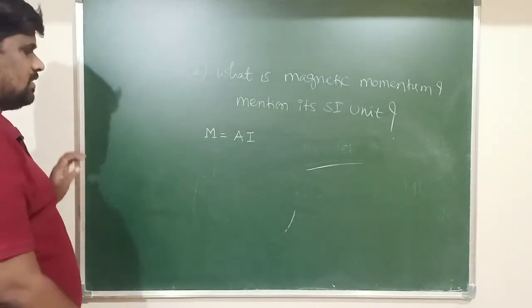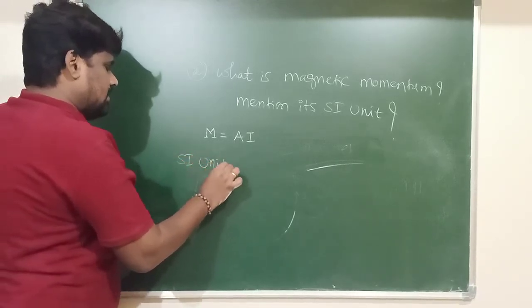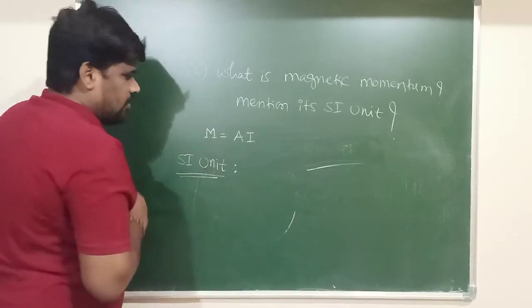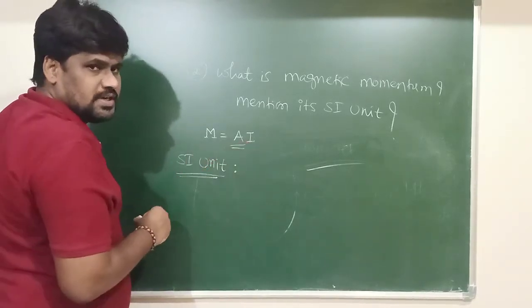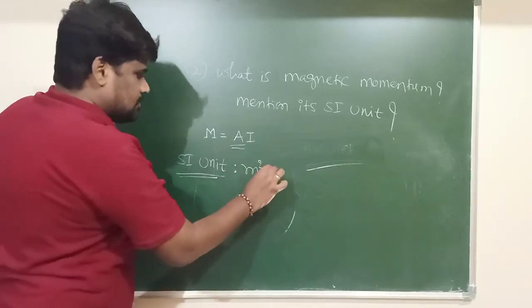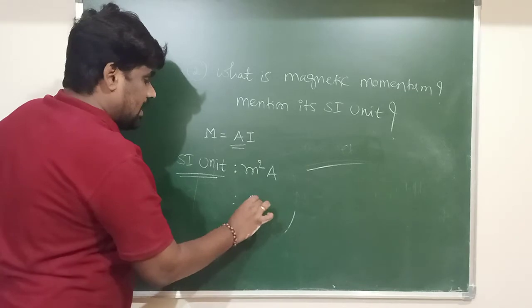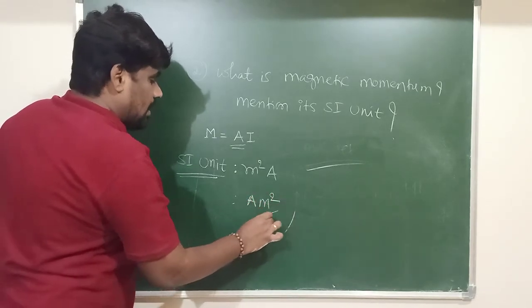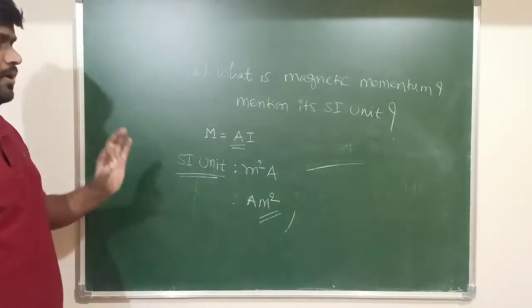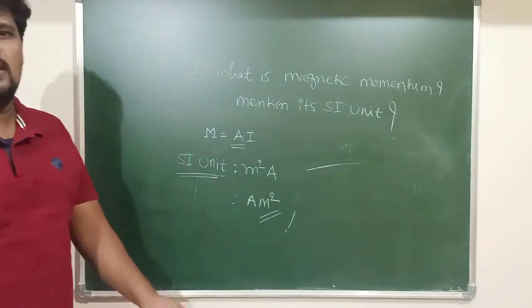Then what is its SI unit? Area is expressed in terms of meter square, and current is expressed in terms of ampere. Therefore what is the SI unit? Ampere meter square. The ampere meter square is the SI unit of magnetic moment.